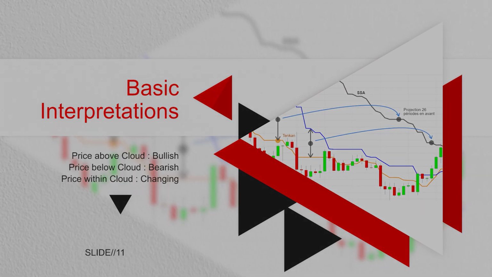Crossovers are another way the indicator can be used. Watch for the conversion line to move above the baseline, especially when the price is above the cloud. This can be a powerful buy signal.